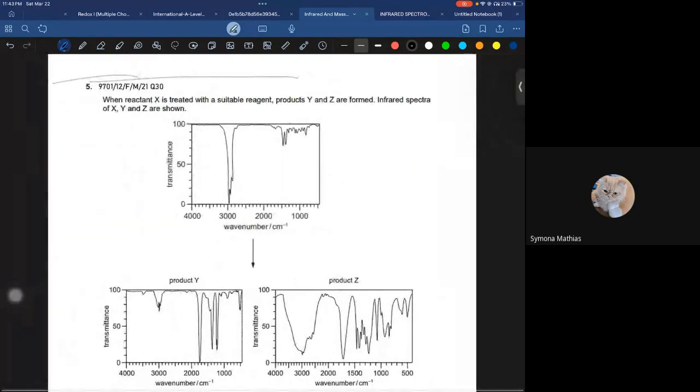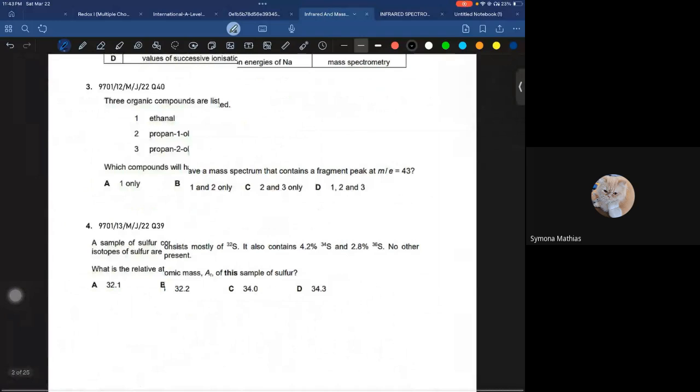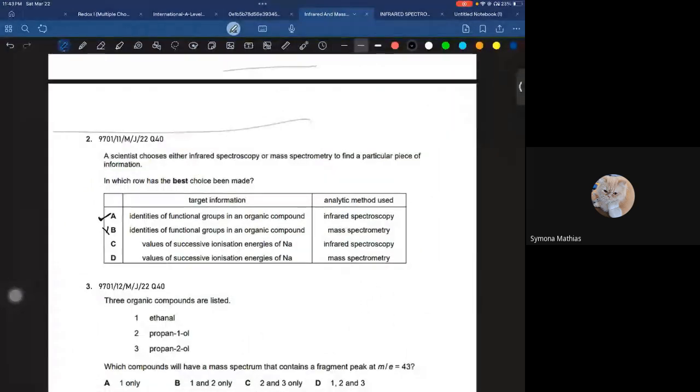Why is D incorrect? Values of successive ionization energies: we can identify the molecular mass through mass spectrometry. We can identify the presence of isotopes through mass spectrometry. We can identify the percent abundances of an isotope through mass spectrometry. We never identify the values of successive ionization energy through mass spectrometry. This is wrong. That's the reason D is incorrect.